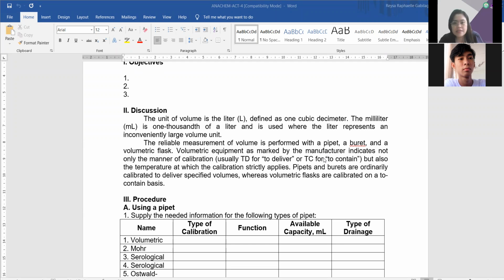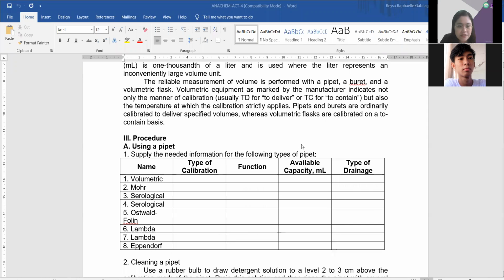Some are labeled as TD and the others are labeled as TC. So if it is labeled TD, it is used to deliver, meaning you can deliver liquid samples from one container to another. And some of these glasswares are actually labeled as TC, which means to contain. So they are manufactured to contain liquid samples at a certain temperature with a certain volume measurement.